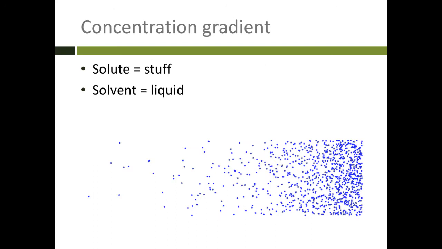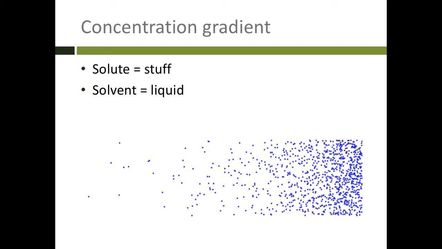When we talk about moving things across the membrane, we have to first talk about the concentration gradient. So concentration refers to how much stuff is dissolved in a liquid. The fancy way of saying stuff is solute. The fancy way of saying liquid is solvent. Concentration is the amount of solute in a small volume of solvent.